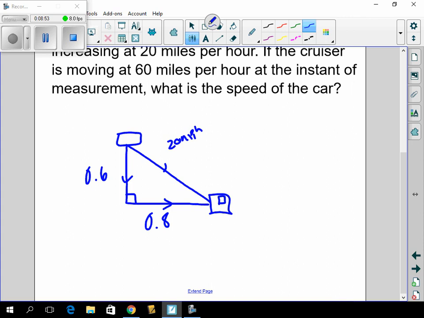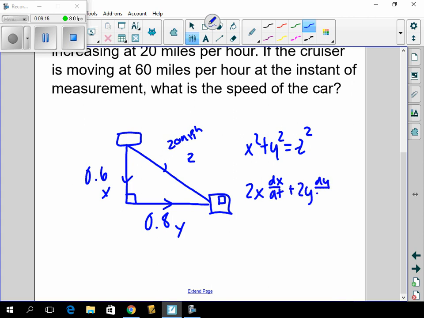And so first off, this just looks like straight Pythagorean theorem. So x squared plus y squared equals z squared. I'm just going to put it in terms of x, y, and z. So here's x, y, and z. And if I differentiate this with respect to time, I get 2x dx dt plus 2y dy dt equals 2z dz dt.